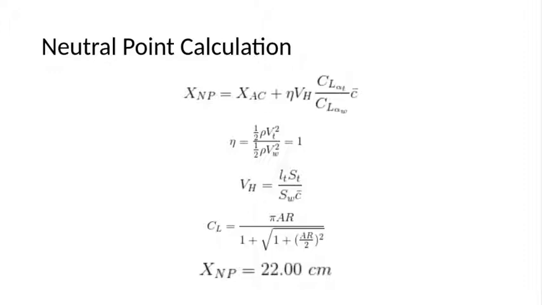And also, in order to find the lift curve coefficient of the tail and the wing, we've used the Helmholtz formula, and it can be seen there. C_L is equal to pi times AR over 1 plus the square root of 1 plus the aspect ratio squared over 4. Using all of this, we have found that the neutral point of the glider is at 22 centimeters away from the tip.